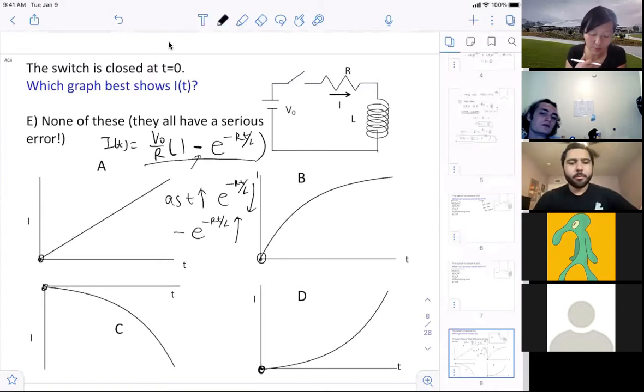But it's not a linear process. We know that A is not correct. So it's really just between B and D. So how do we narrow it down to which one is supposed to be? I chose B because at B it levels off to a constant and it won't keep going up in current.